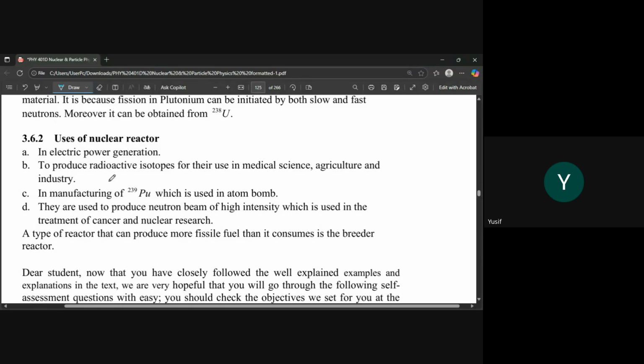The most common one is in electrical power generation. And also we use it for scientific purposes, that is, to produce radioactive isotopes for use in medical science, agriculture, and industry.